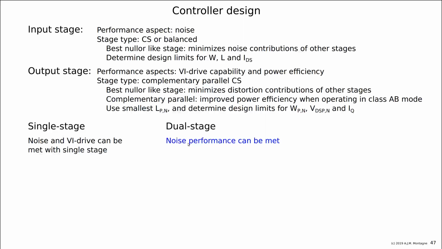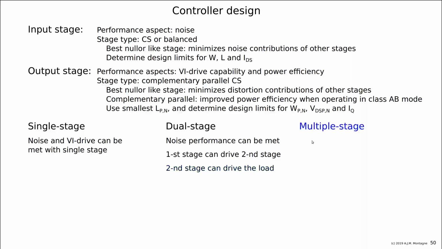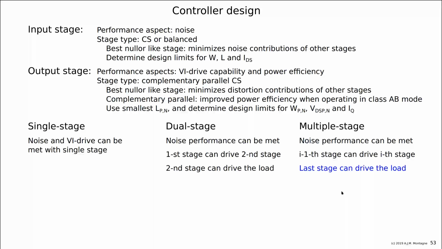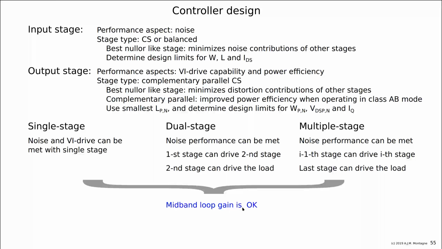And then the noise performance must be met, of course, and the drive must be met, and the first stage must be able to drive the second stage. So the second stage drives the load, and the first must drive the second stage. And in multiple stages, you can just go on with this. It means the noise performance must be met, but that is usually the first stage. One stage must always drive the next stage, and the last stage must drive the load. But all those things are only feasible if the midband loop gain is okay, the loop gain pole product is okay, and the differential error to loop gain ratio is okay.